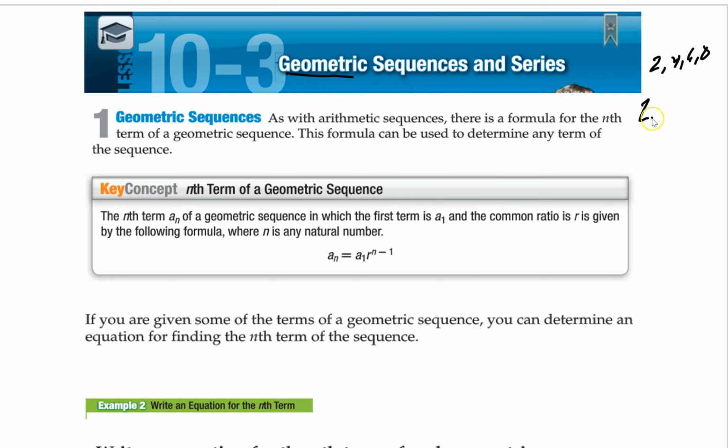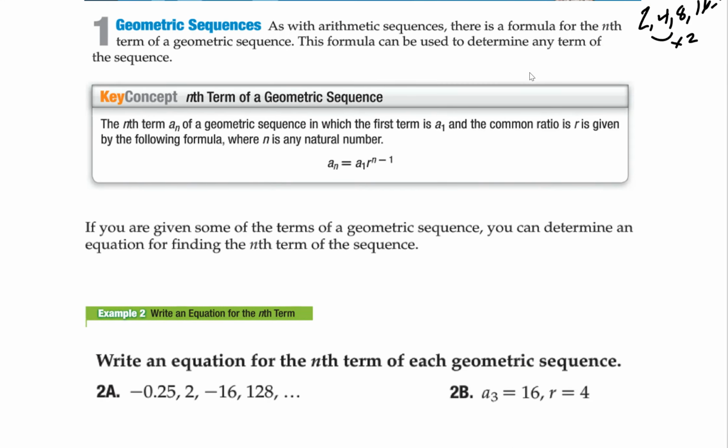So it'll be like 2, 4, 8, 16, and so on, right? In that case, I'm multiplying by 2 every single time. In this first case, I added 2 every single time. So that's an arithmetic sequence. Everything else works in the same way.